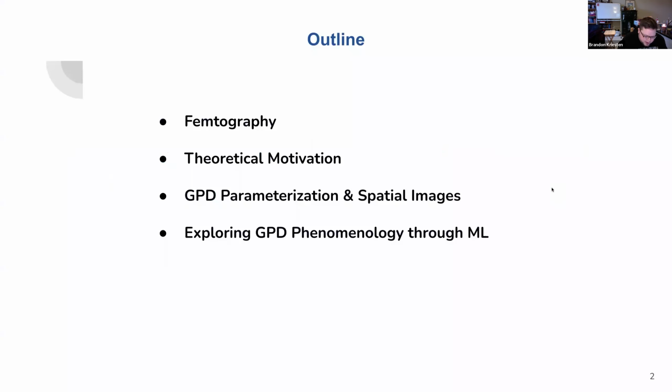All right, so here's a quick outline. I'm going to talk a little bit about an overview of a program called femtography, what that means. It's a buzzword, but I want to demystify it a little bit for everybody. Give some theoretical motivation, talk about this GPD parameterization that was the subject of my thesis, and how we use it to create spatial images, but go beyond these images. And also talk a little bit about some GPD phenomenology and machine learning.